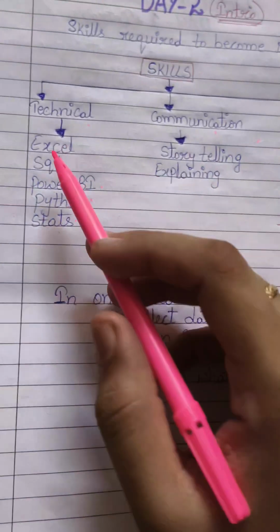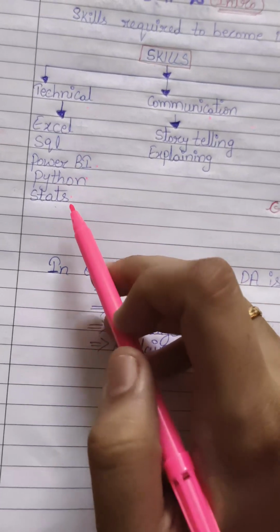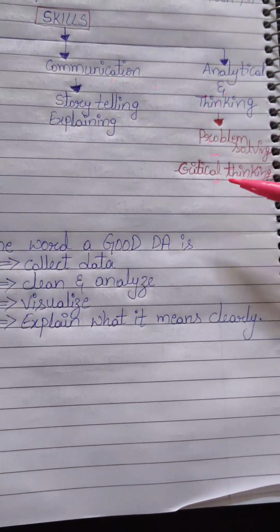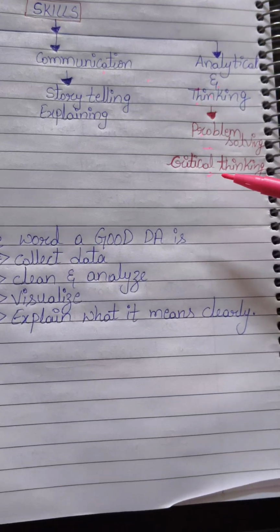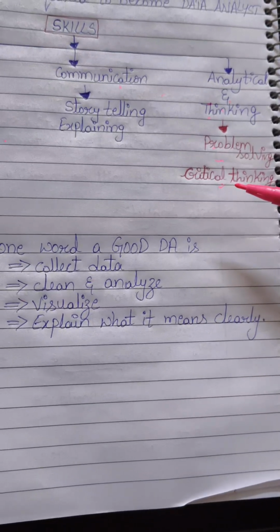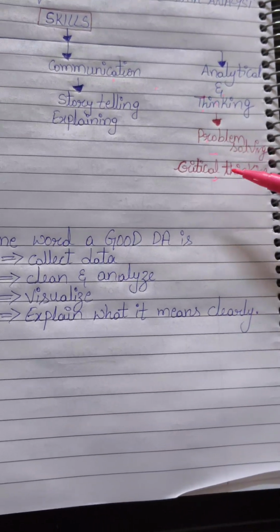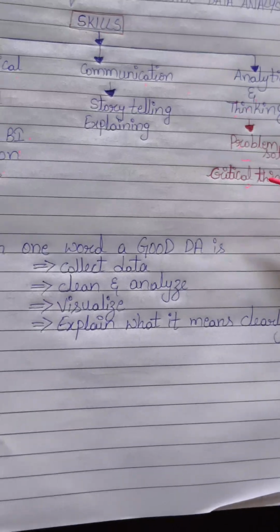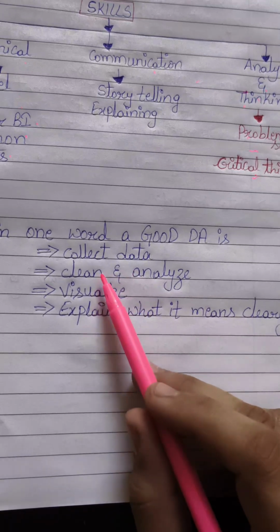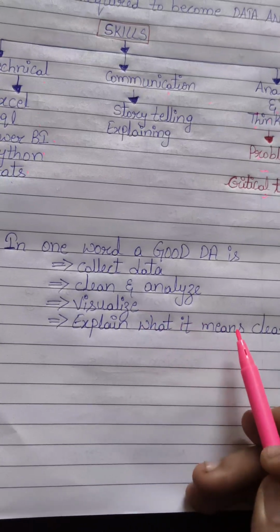Nowadays, most people are learning these technical skills, which are Excel, SQL, Power BI, Python, and stats. But most of the companies are looking for problem solving and critical thinking, because if the business falls under a loss, or if the business is having any kind of problem, you must be able to solve that problem and think in depth. So in one word, a good data analyst is someone who collects the data, cleans and analyzes the data, visualizes it, and explains what it actually means.